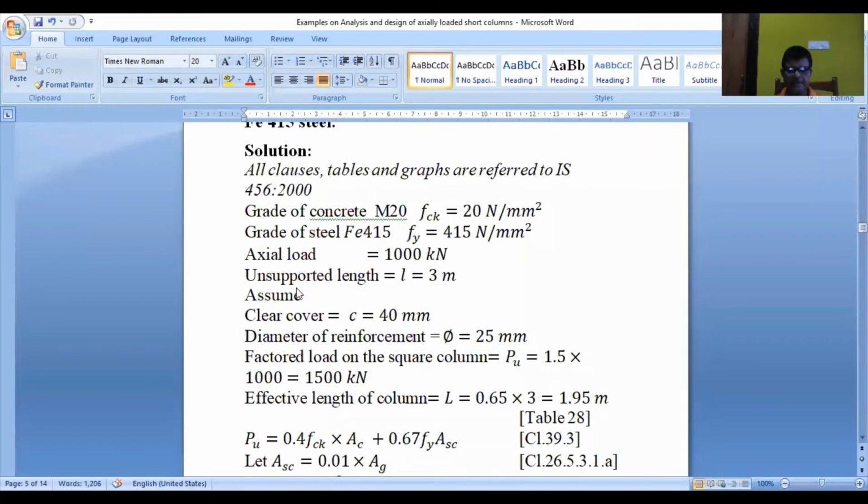The data given: first, the grade of concrete. All the clauses refer to IS 456-2000. So that is the first thing we have written. All the tables, graphs, whatever is taken, are as per IS 456-2000. You must have the code with you for design or analysis of the problems. Now grade of concrete is given, fck 20 Newton per millimeter square. Grade of steel is given, fy is equal to 415 Newton per millimeter square. Axial load is given, unsupported length is given.